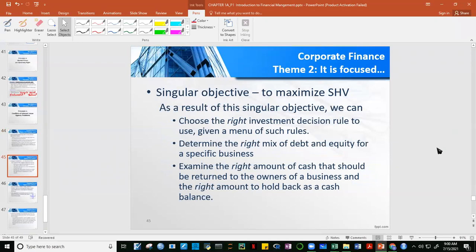Corporate finance is focused. Focusing on the right investment decision, the right mix of debt and equity, the right amount of cash to be given to the shareholders. Okay, singular objective, maximize shareholder value. Lahat ng mga to, guys, the aim is to maximize shareholder value.